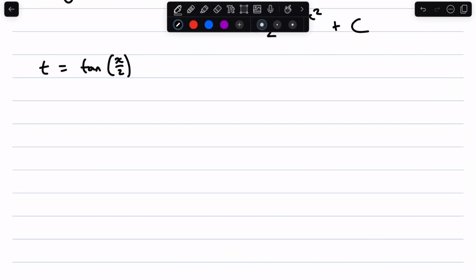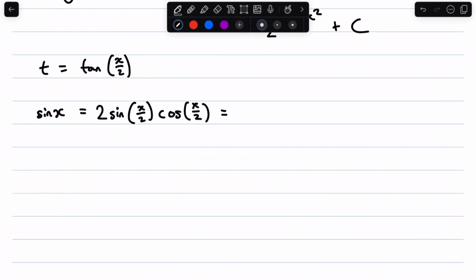So for trigonometric integrals, we can often try this substitution where I've defined t to equal tan of x over 2. And to see how this is useful, we'll want to start with the double angle formula for sine and cos.